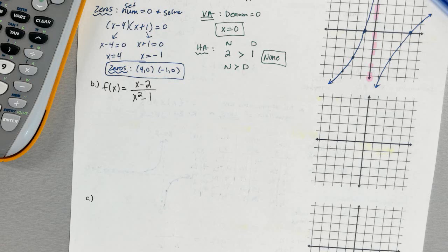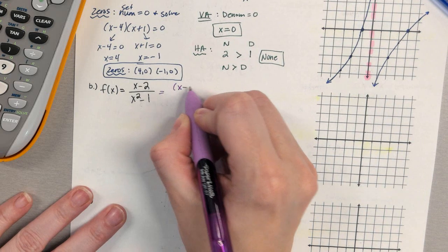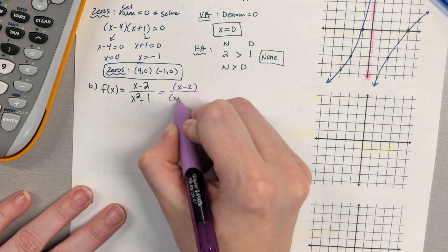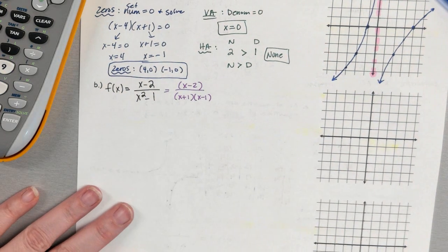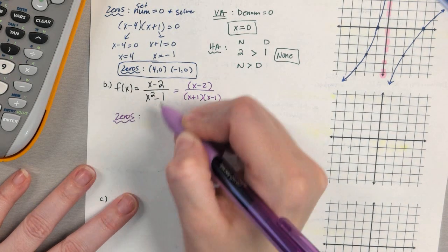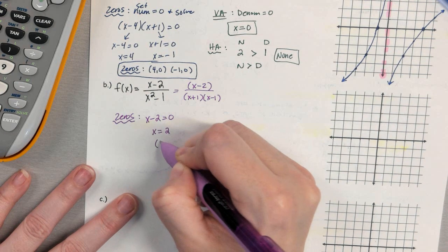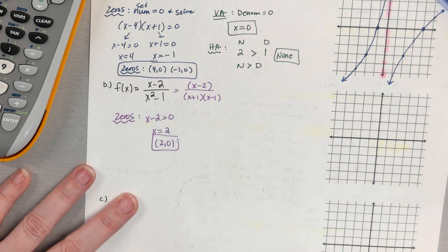For B, you should have already found your zeros, because you're just setting the numerator equal to 0. When you factor, hopefully we recognize right away this was the difference of two squares. So for the zeros, you take the numerator, x minus 2, set it equal to 0, x equals 2, and then we write that as a point so we can graph it.